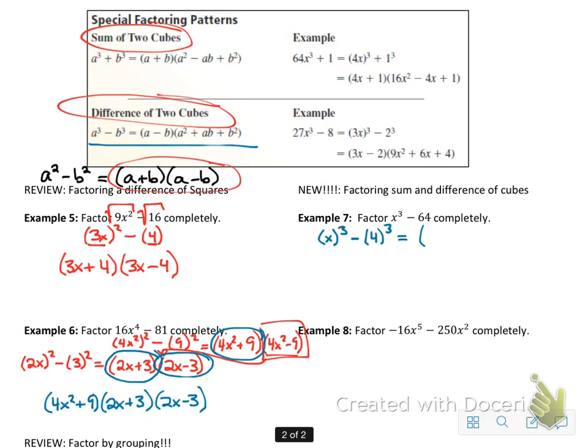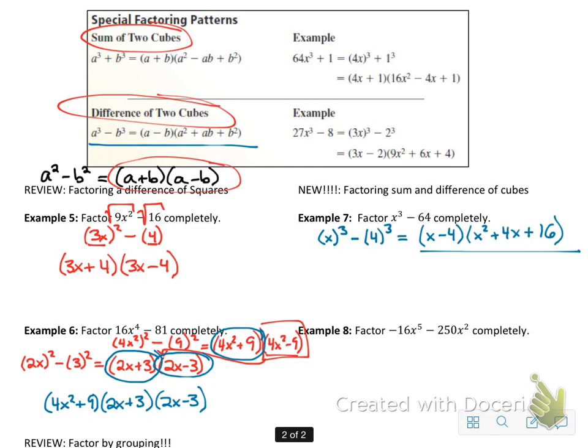Our a is x, our b is 4. So we plug it in. We get a minus b, so x minus 4. Then we get times a squared, so x squared, plus a times b, so 4 times x, plus b squared. B squared is 4 squared, which is 16. So that's our answer.